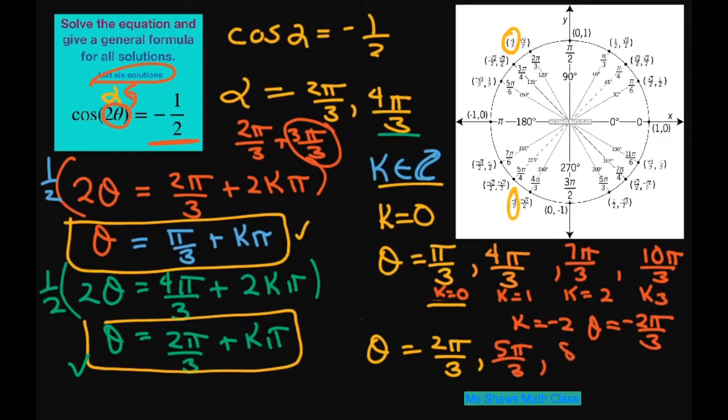Add 3 again, 8 pi divided by 3. Add 3 again, 11 pi divided by 3. So we already have 8 solutions. You want to do negative 1, you subtract 3 pi, and this will be negative pi divided by 3. So it says just list 6 solutions. So we have 10 solutions. Usually they like you to at least pick 3 from this formula and 3 from this formula.